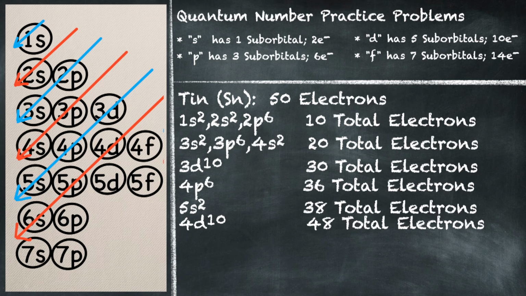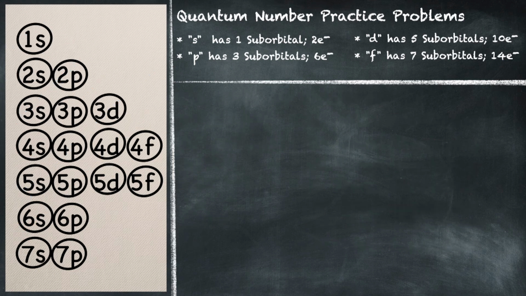So 4d10. And we need 50, so we need 2 more. Our next orbital is 5p, and we only need 2 in there, so that's going to be 5p2. So we can think of our full configuration as 1s2, 2s2, 2p6, 3s2, 3p6, 4s2, 3d10, 4p6, 5s2, 4d10, and 5p2.